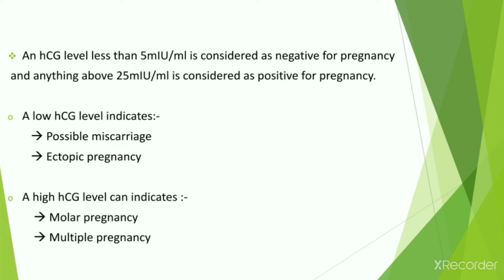An HCG level which is less than 5 micro international unit per ml is considered as negative for pregnancy, and anything above 25 mIU per ml is considered positive for pregnancy. We can see low level of HCG in possible miscarriage and ectopic pregnancy. A high level of HCG indicates molar pregnancy and multiple pregnancy.